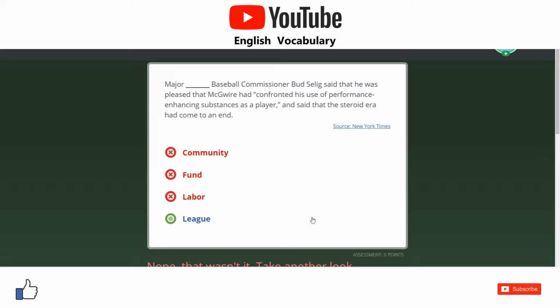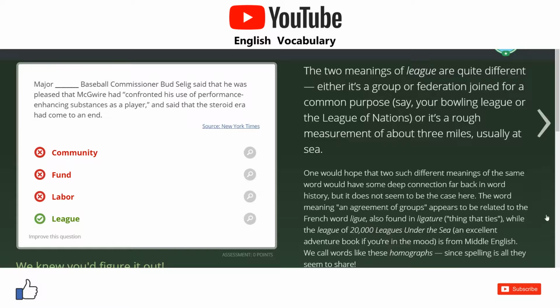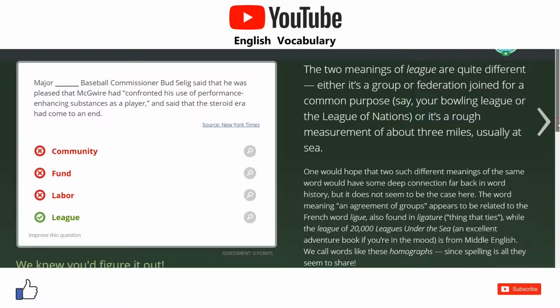Press the Q. Nope, that wasn't it. Take another look. We knew you'd figure it out. In this question, league is a noun that means an association of sports teams that organizes matches. The two meanings of league are quite different.